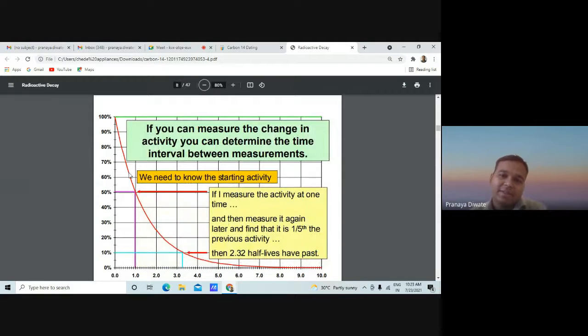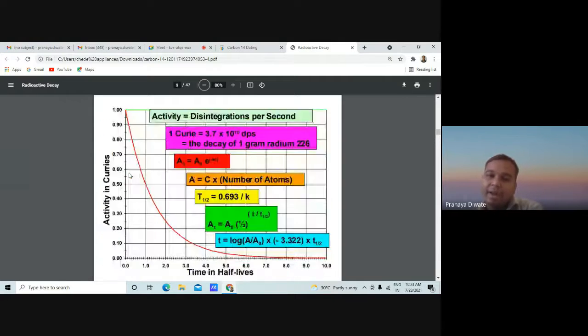If you can measure the change in the activity, you can determine the time interval between the measurements. We need to know the starting activity. If I measure the activity at one time and then measure it again later and find that it is one fifth of the previous activity, then using some mathematical calculation you can easily get all these results.